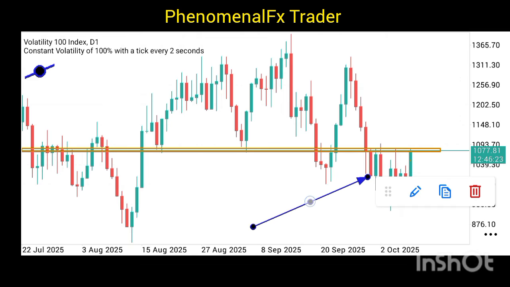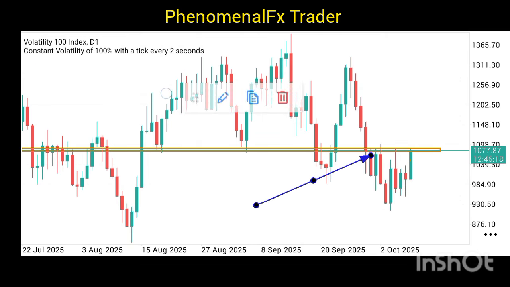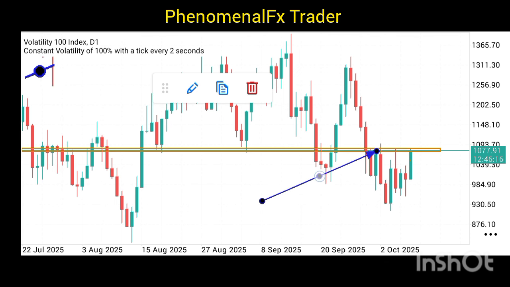It came back again, closed still on the zone, retested the zone with this bullish candlestick, and then it started selling again. It came back to the same zone and rejected. This is on the daily time frame. Now the market is back at the same zone. All right, so now two things are possible.